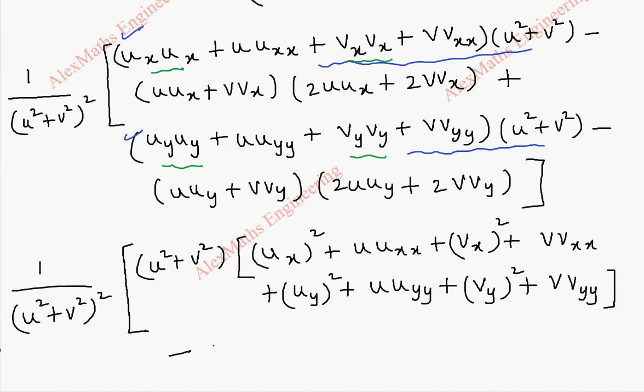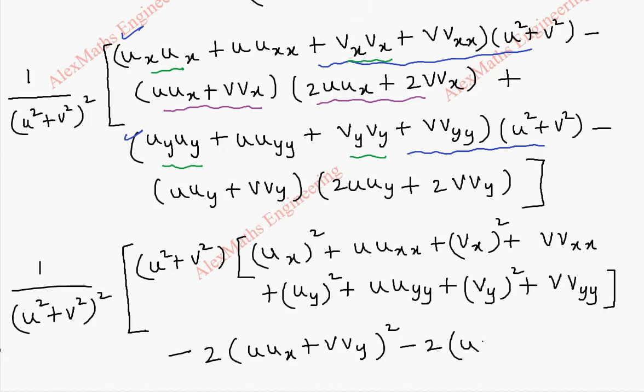We shall take the minus, and in these two terms we find that after taking this 2 common, this is ux plus vx, and we have the same thing here, ux plus vx. So I write 2 common, then remaining is (ux + vx) whole square, because we have 2 times. Same thing here also. So minus 2 (uy + vy), sorry, this is x actually. This is x here.